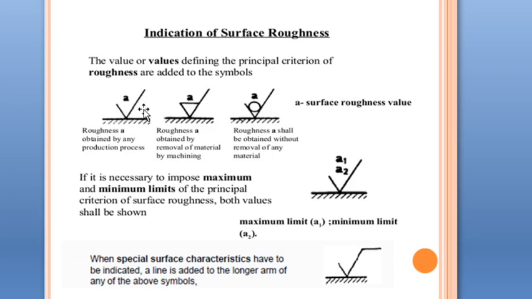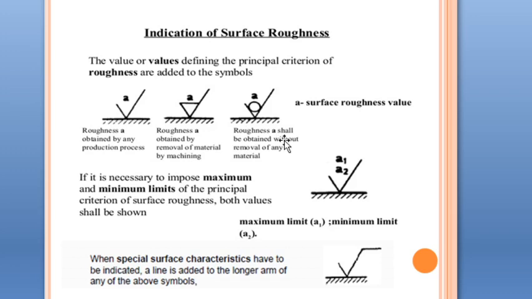The triangle is not closed here: the fabrication or production process is any other process except machining. Here the triangle is closed: the roughness is obtained through a machining operation. Here, instead of closing a triangle, a circle is placed: roughness shall be obtained without removal of any material.